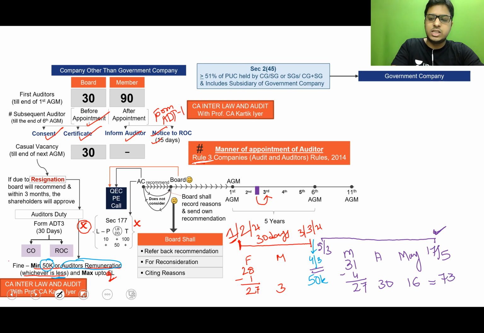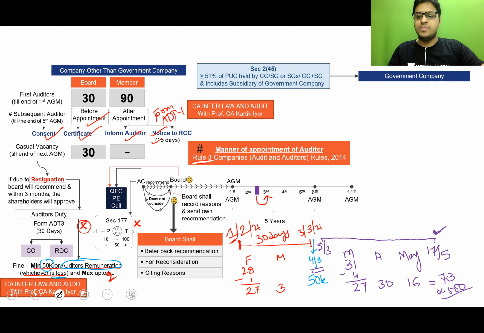Now this 73 days, you will multiply by 500 rupees. So 500 into 73 will come to how much? I think it will come to 37,500. Or I think 36,500. Just a second, let's not confuse. One second, please wait.